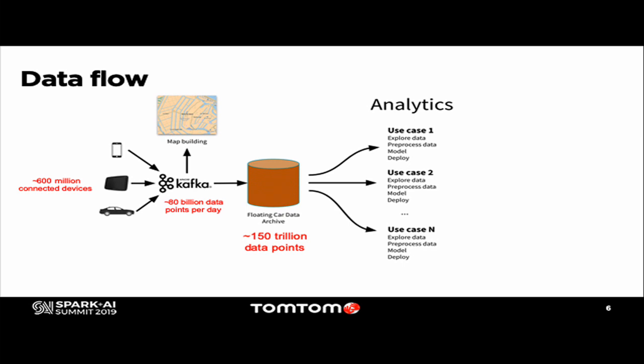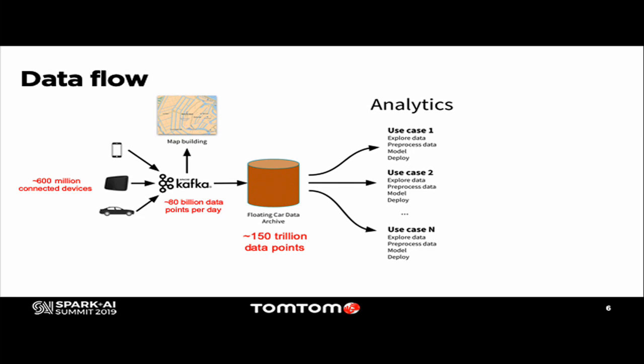But everything that goes through these Kafka servers ends up in one data lake or archive, what we call the float car data archive. And we keep data as long as the retention policies, the legal privacy laws, and the contracts with our clients allow us. In total, around 5 years of data is 150 trillion data points. So we are talking an order of magnitude of almost a petabyte.